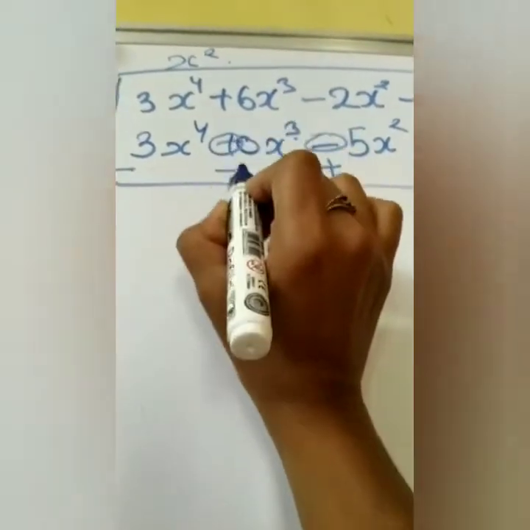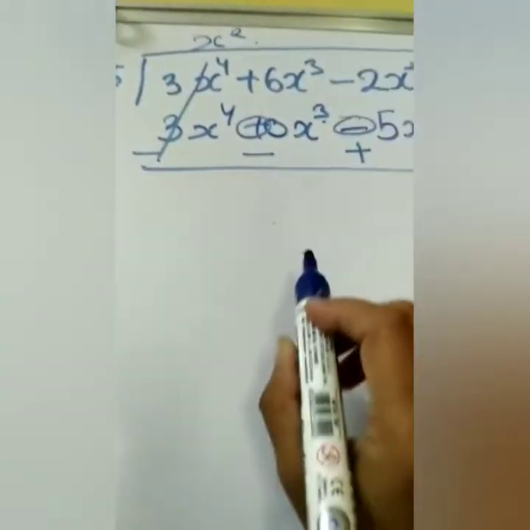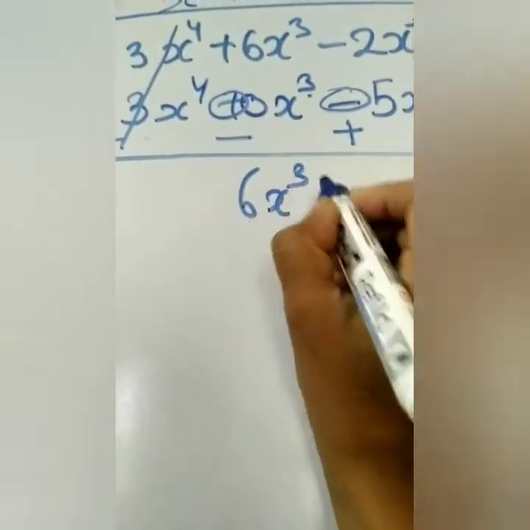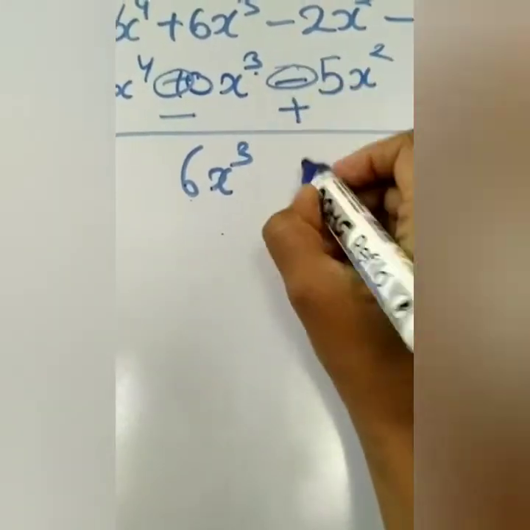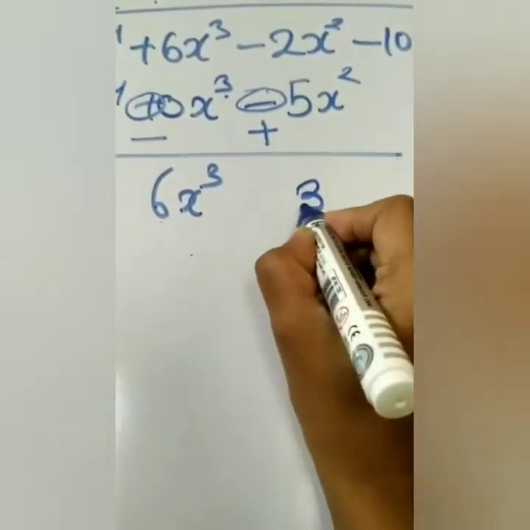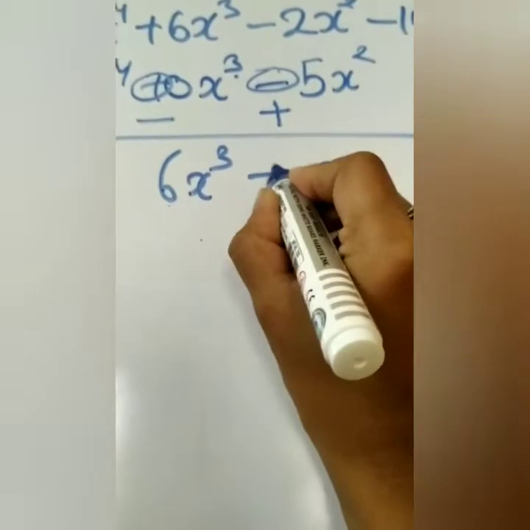Now we have to forget this. Now we will cut out this. Now here we have to write that plus 6, so it will filter out and it will become 6x cube. Plus minus will remain minus, means operation will be minus. 5 minus 2 will be 3. But the symbol of greater number is plus, so we will write plus.